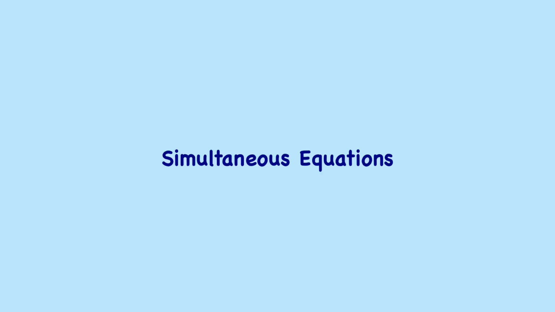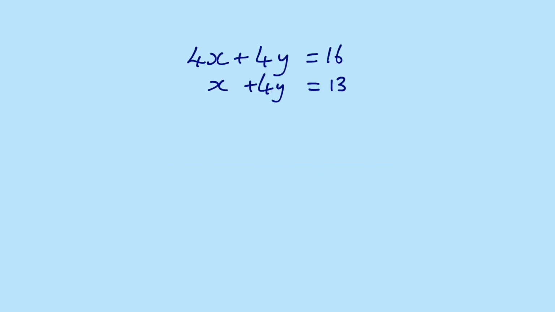Simultaneous equations. Simultaneous equations are two equations with two unknowns which share the same solution. For example, these x values are exactly the same value and these y values are exactly the same value in this pair of simultaneous equations.